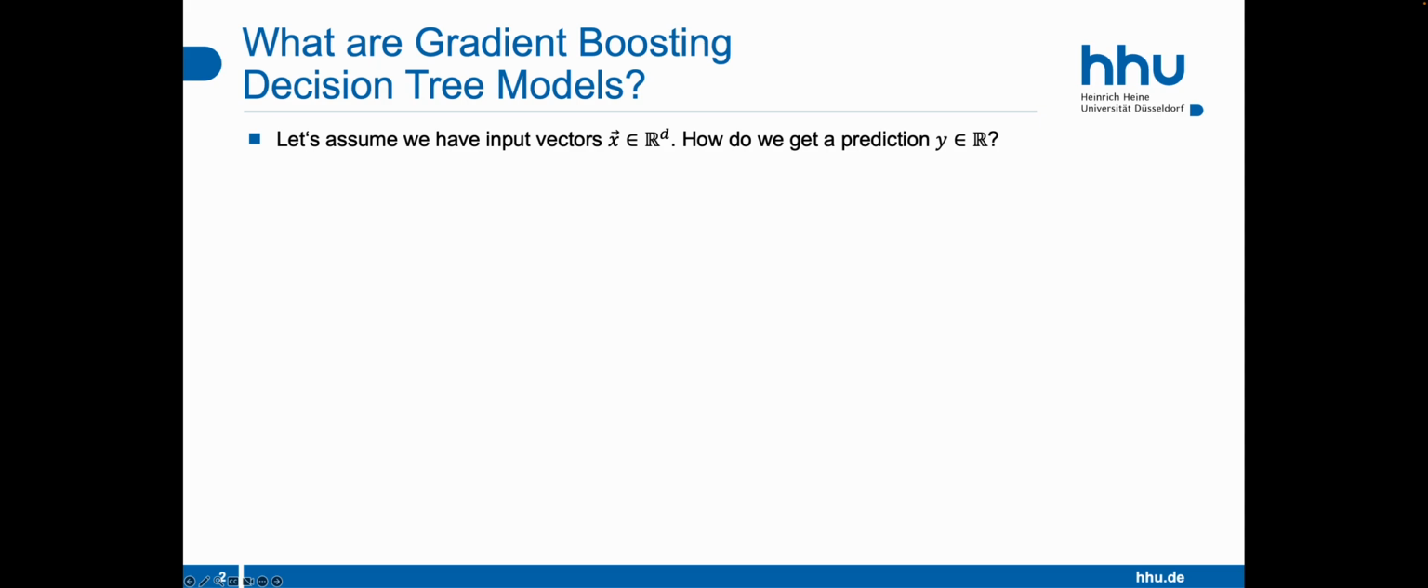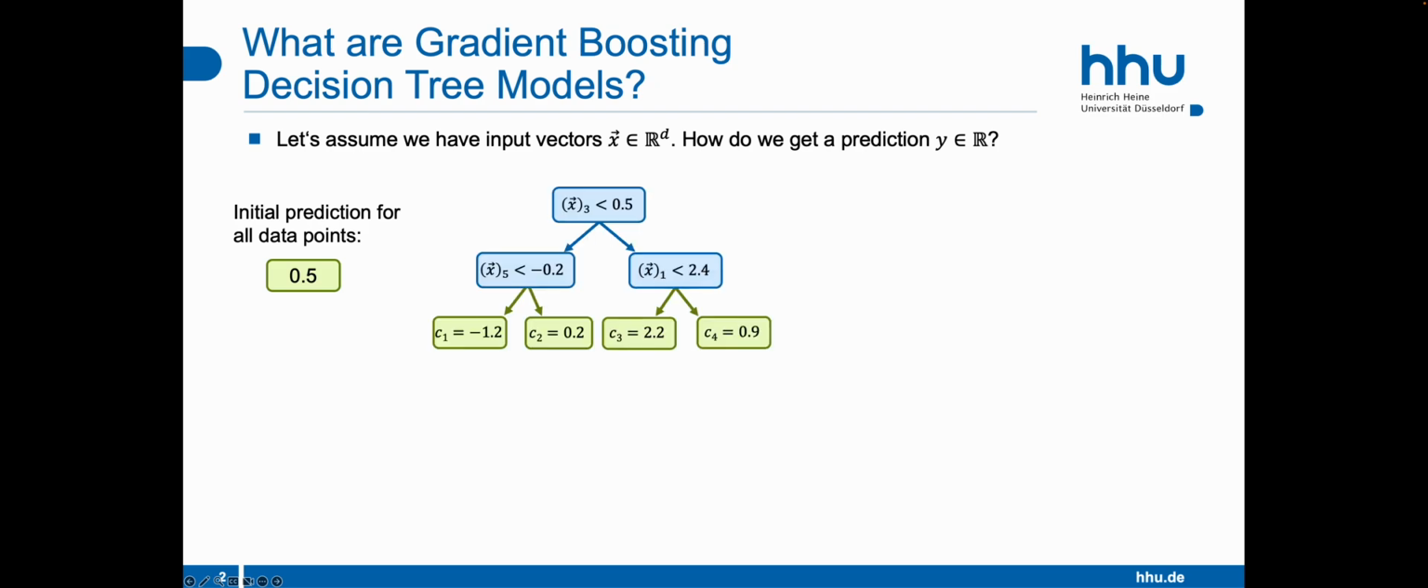If we have an input vector x that has dimension d, we want to predict the target value y. The input vector can, for example, be a protein representation that we generated using a transformer network encoder. For all input vectors x, we make an initial prediction. This initial prediction is the average of all target values y in the training set, and in this example, the average is 0.5. Then we have our first tree that we want to use to predict the error that we make using this initial prediction.